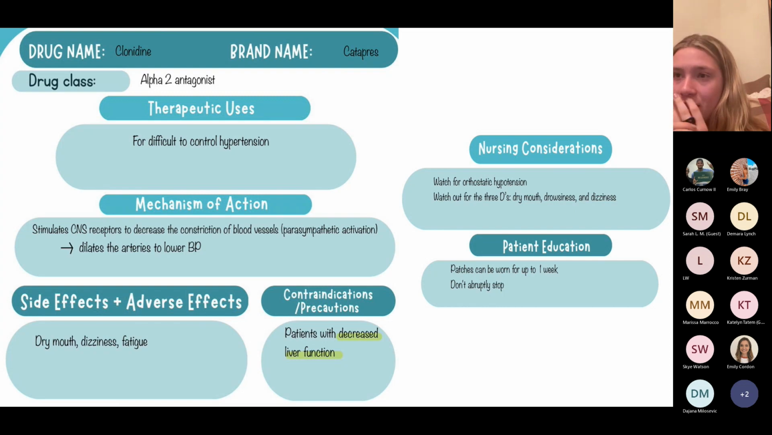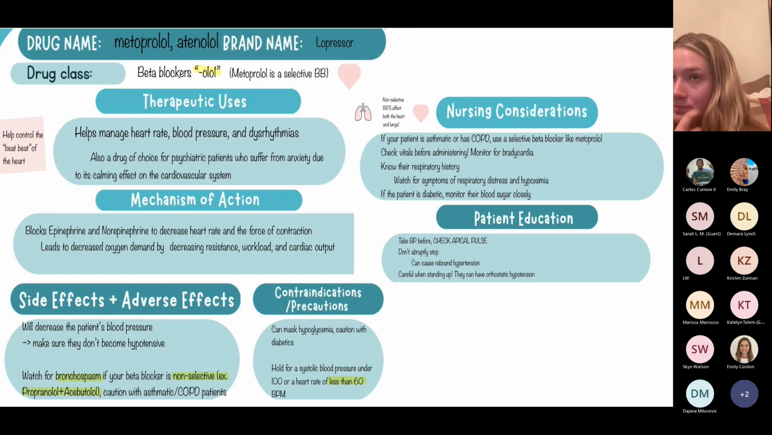Again, this drug has the 3Ds: the dry mouth, drowsiness, and dizziness. You can give this drug in patches, orally, etc. But remember, you have to taper your dose. With this drug, you can't abruptly stop because you'll have rebound hypertension.